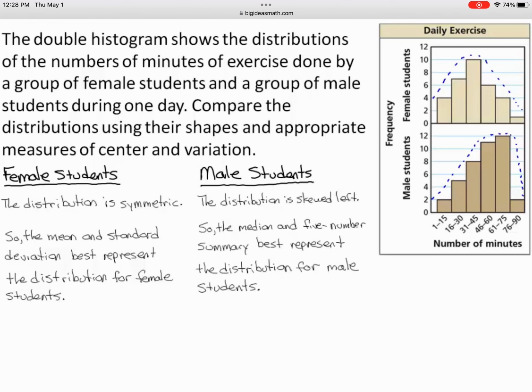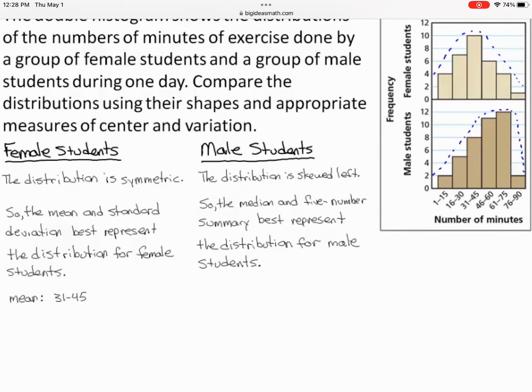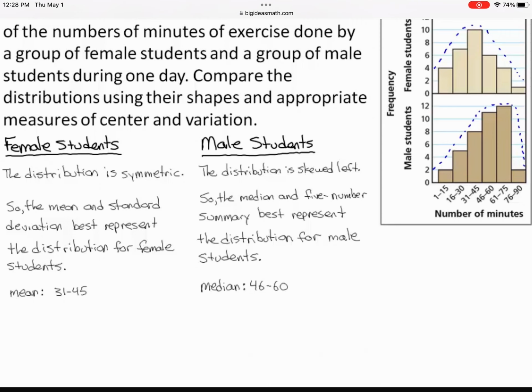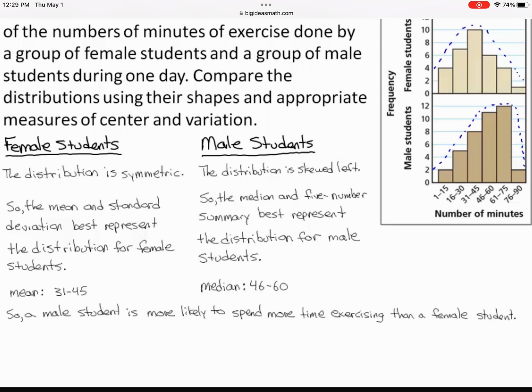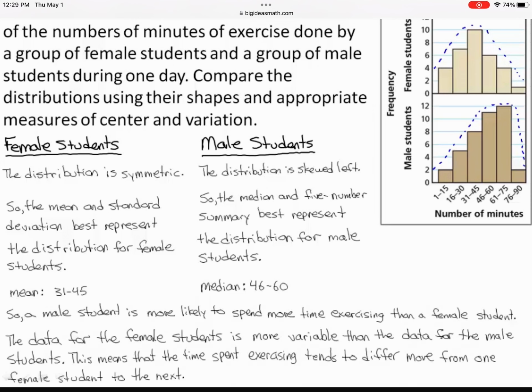Note that the mean of the female dataset is probably in the 31 to 45 interval, while the median of the male dataset is probably in the 46 to 60 interval. So a male student is more likely to spend more time exercising than a female student. The data for the female students is more variable than the data for the male students. This means that the time spent exercising tends to differ more from one female student to the next.